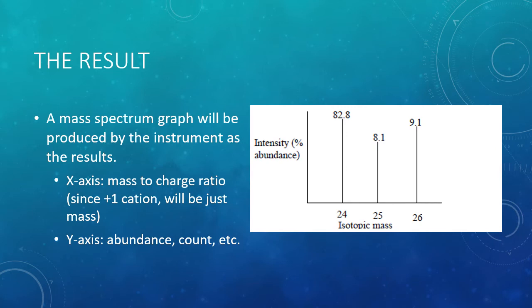On the y-axis, you will find various labels. Generally, it's something like percent abundance, intensity, count, relative abundance, etc. Basically, the y-axis is something that counts how often there was a collision for that particular isotope. You'll notice here, this particular graph has it as intensity in percent abundance, which is convenient because the percent is the form we will need to move forward with our calculations.